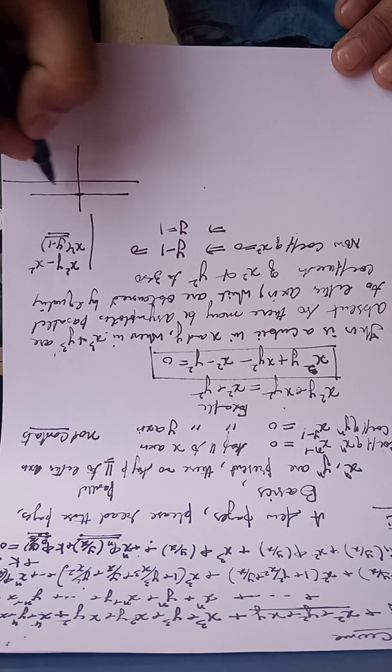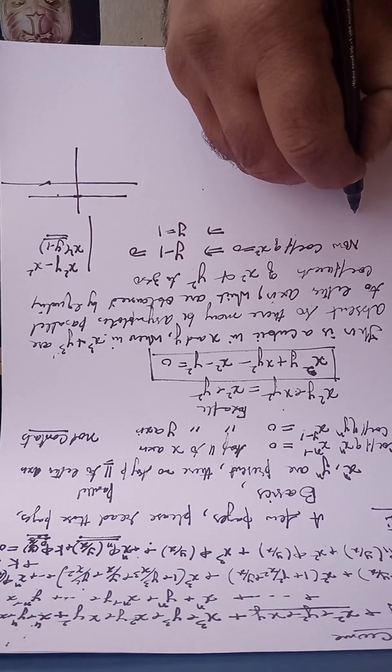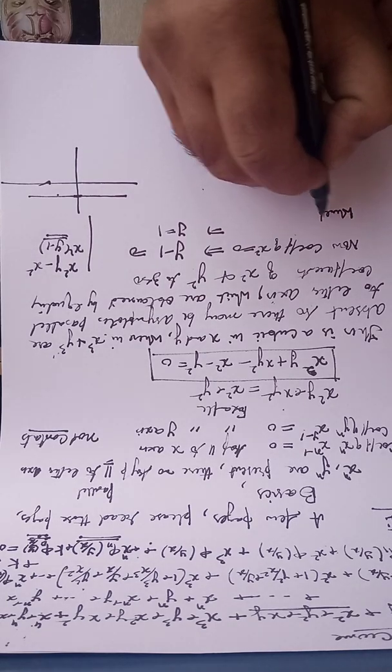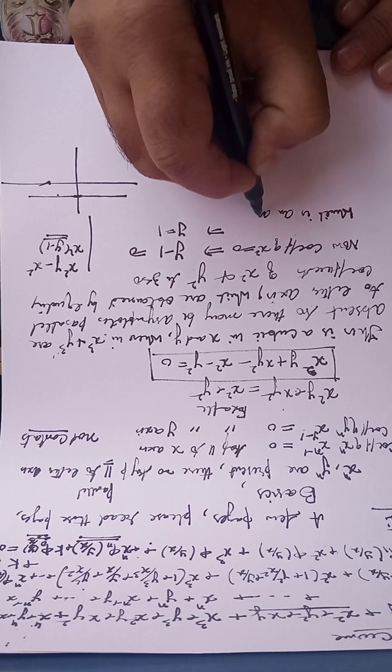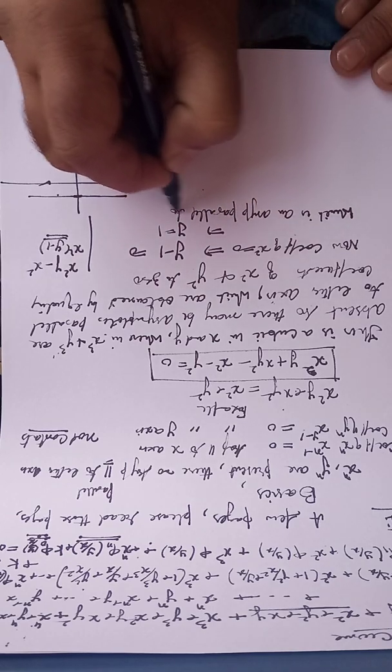Draw a line. This is an asymptote parallel to x-axis.